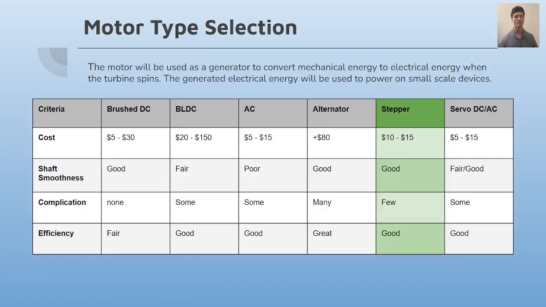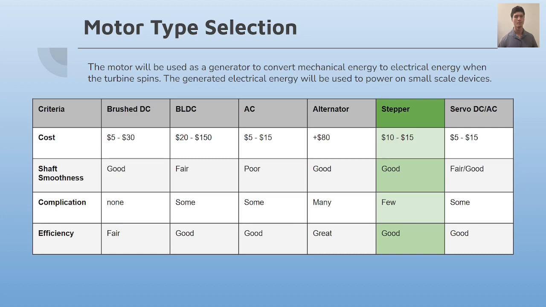The motor for the project is responsible for converting mechanical energy to electrical energy when the turbine is rotating. For this purpose, the criteria for the types of motors were chosen for a motor being used as a generator. The criteria included cost, shaft smoothness, complication, and efficiency.